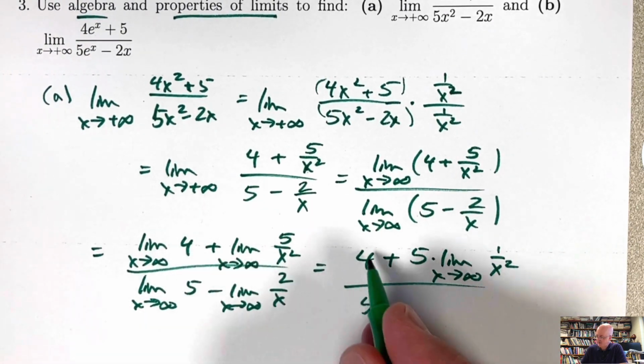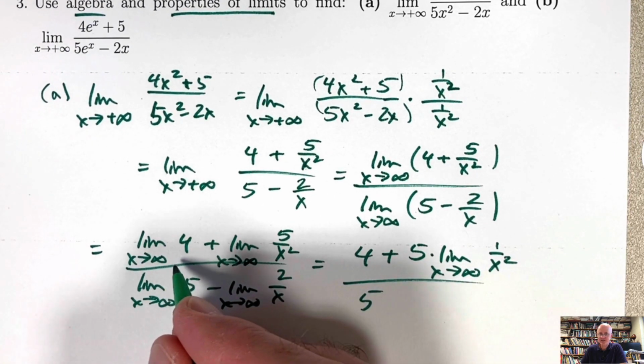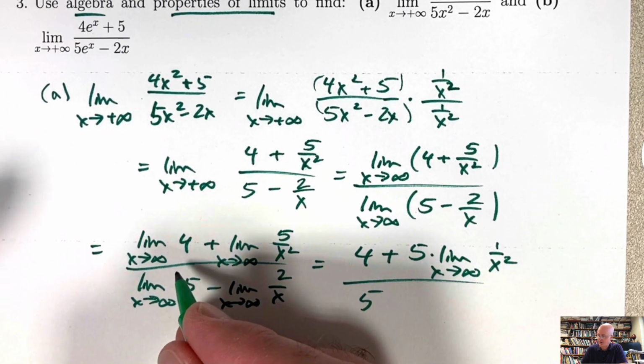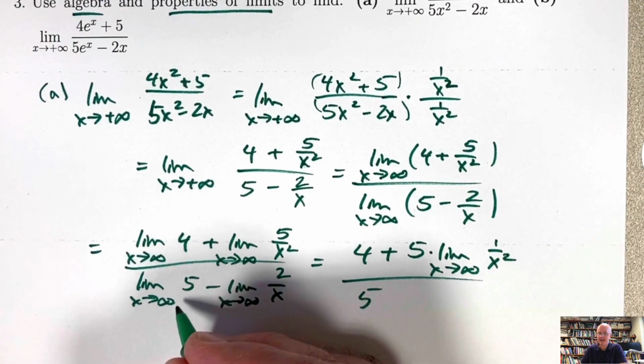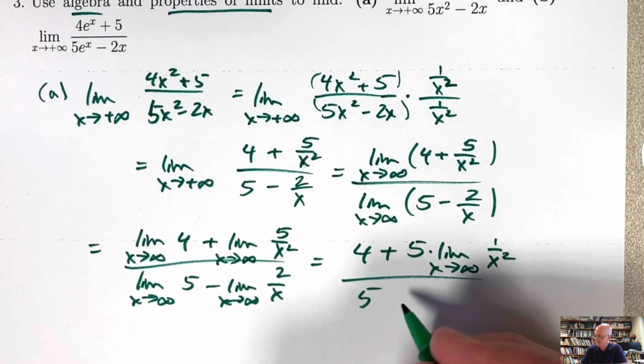Constants, by the way, I got rid of the limit sign here and here, are constant. They don't change as x changes. The limit as x goes to infinity of 4 is definitely 4. The graph of 4 is a horizontal line, and the limit as x goes to infinity of 5, 5 being a horizontal line at y equals 5, is also 5. I can get rid of those limit signs.